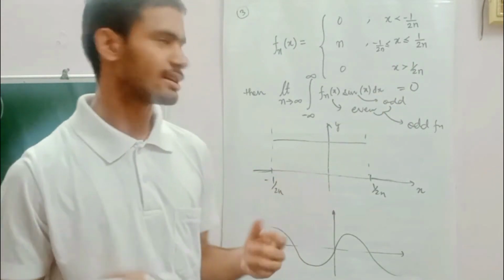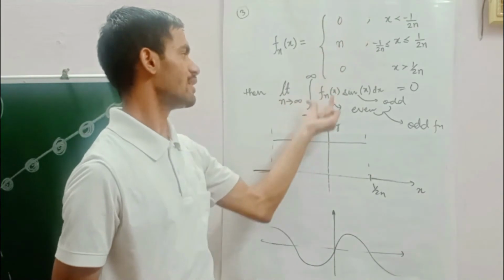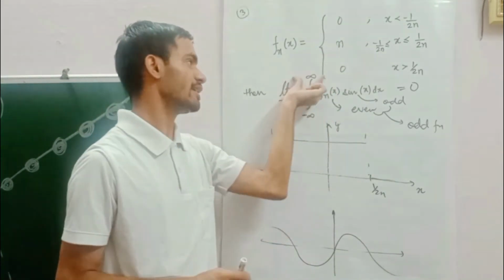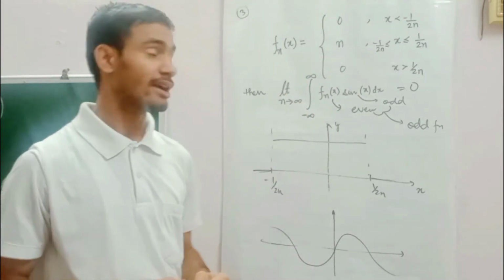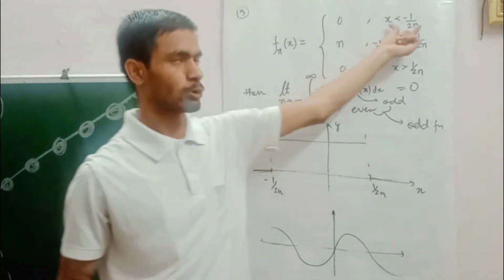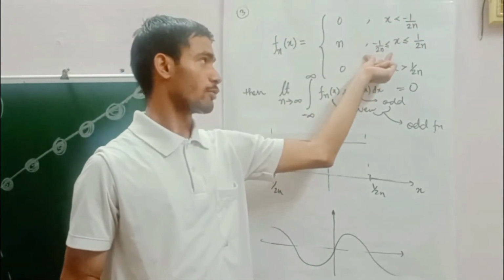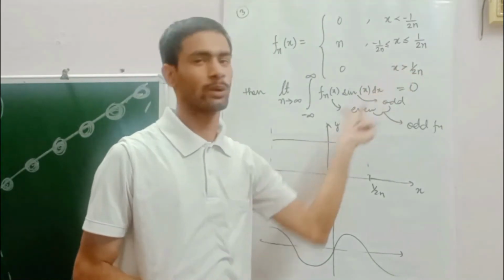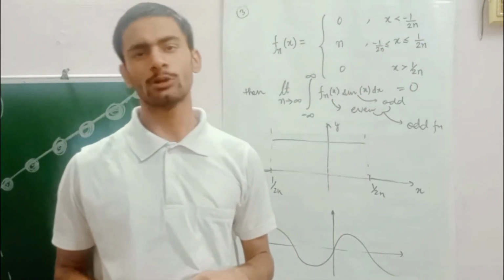That's the easier one. The other thing is you can just put in these values, and the minus infinity to infinity integral needs to be divided: minus infinity to minus 1 by 2n, minus 1 by 2n to 1 by 2n, and then 1 by 2n to infinity. By that you can go.